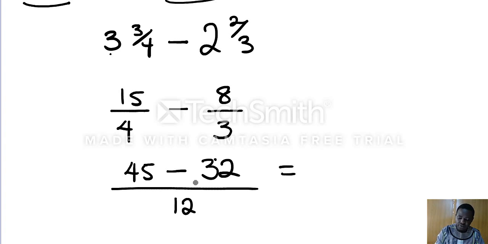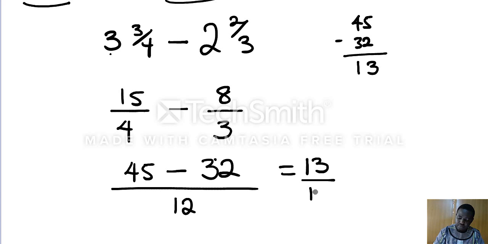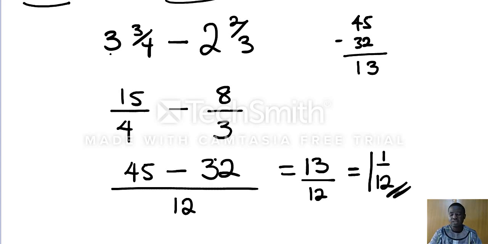So therefore 45 minus 32. 5 minus 2 is 3. 4 minus 3 is 1. So this becomes 13 over 12, which when you convert it back to a mixed number is going to be 1 whole number 1 over 12 as your answer.